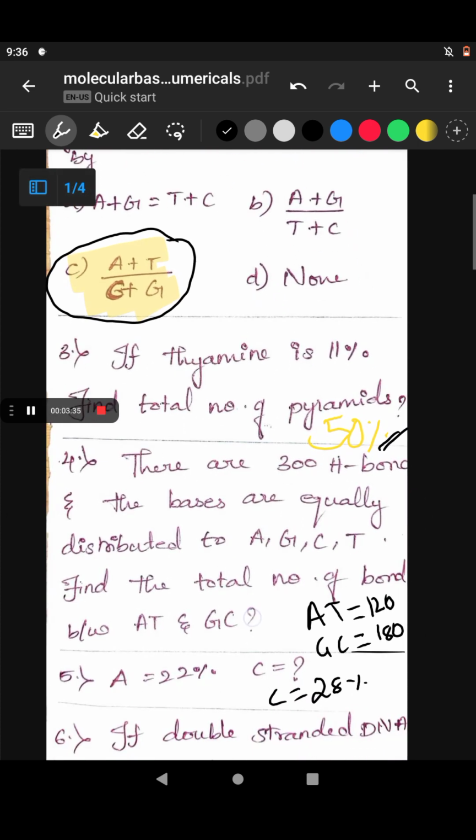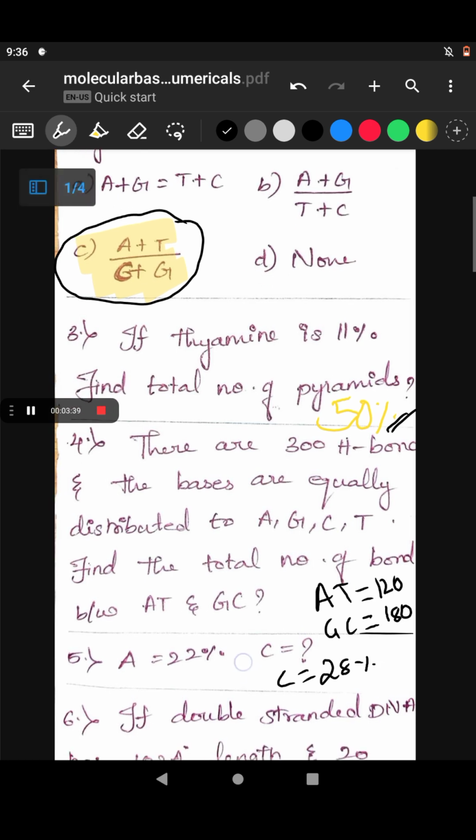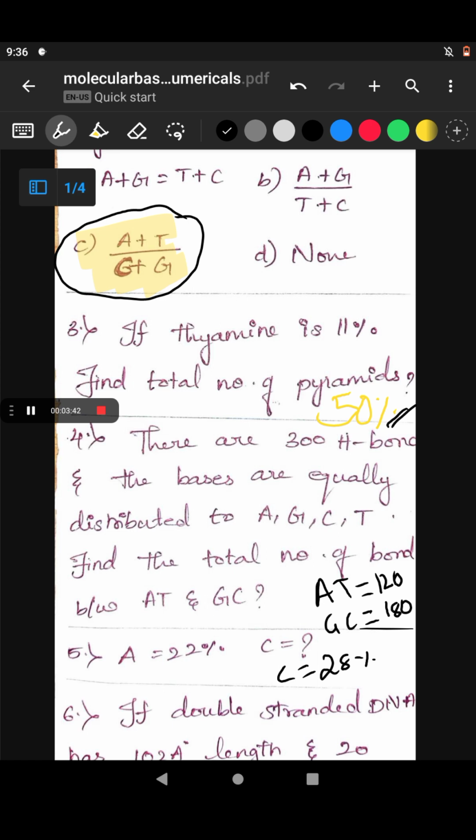Okay. So the fourth one: there are 300 hydrogen bonds and the bases are equally distributed to A, G, C, T. Find the total number of bonds between adenine, thymine and guanine, cytosine. So here what you have to remember is the total number of bonds. They have already given it as 300 hydrogen bonds. I am going to divide it by 5.